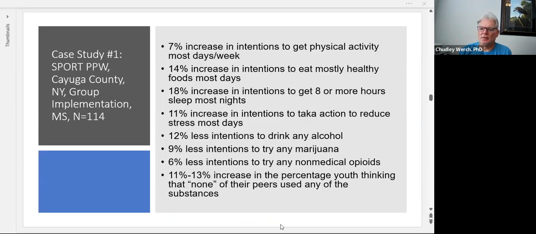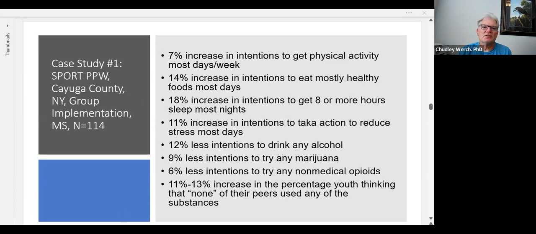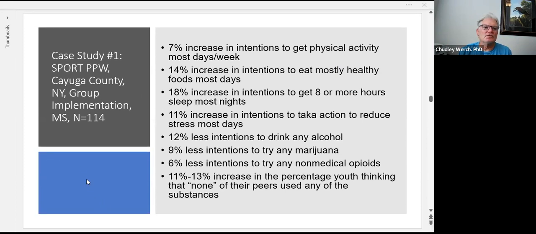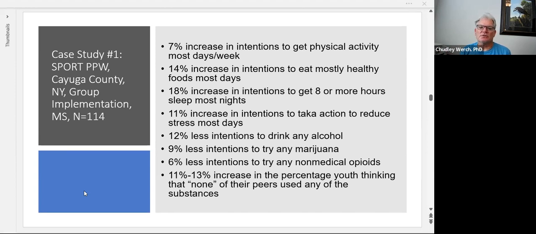And then here are some case study examples. I'm going to send this to you and I'll let you look at this. So this is a case study of implementation of sport in a group setting, 114 people in New York, middle school version. You could see how we did the case study: 7% increase in intentions to get physical activity, 14% increase in intentions to eat mostly healthy foods, 18% increase in getting more sleep, 11% increase in stress management, and then 12% less intentions to drink alcohol, 9% less intentions to use marijuana, etc. Even the bottom one there, 11 to 13% increase in percentages of thinking that none or all of their peers would use substances. So it all depends on the survey.